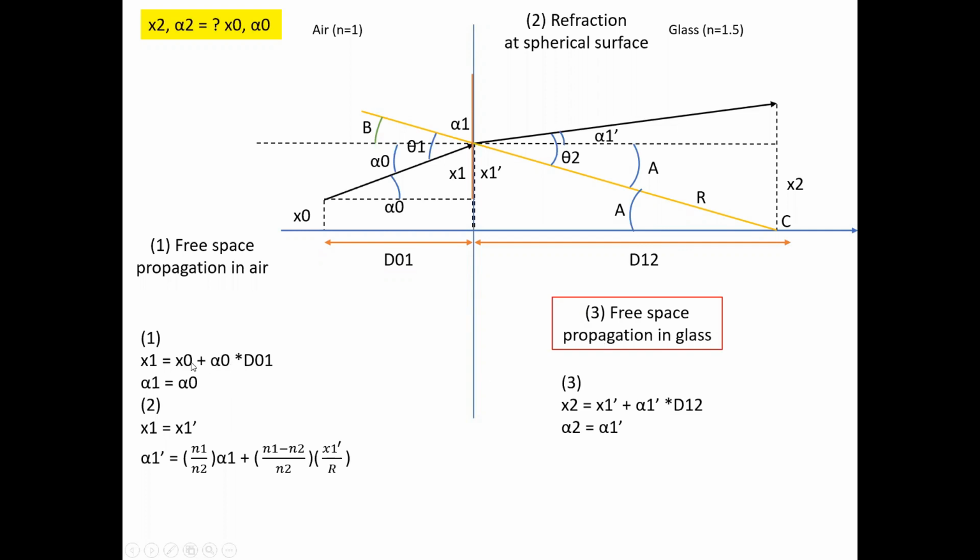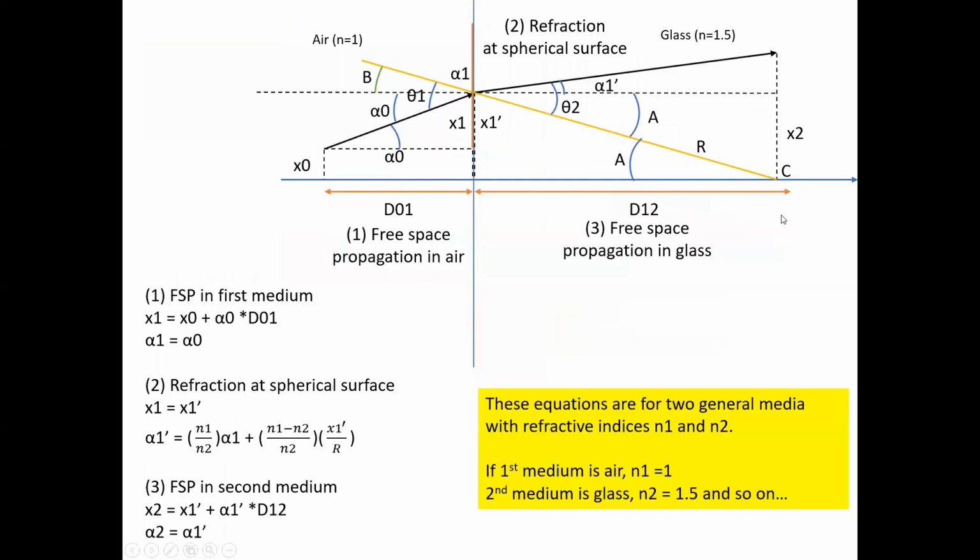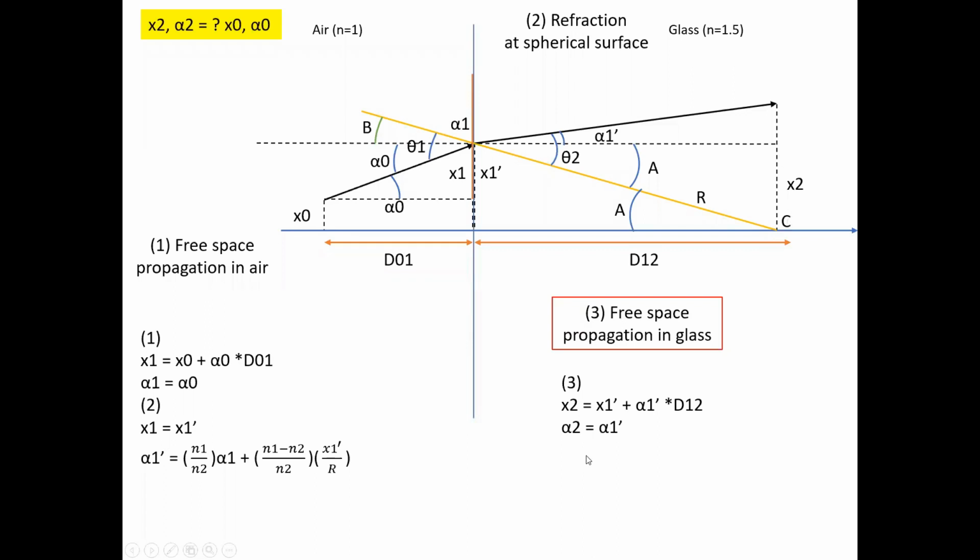So you had x1 equals x0 plus alpha naught times d01. You have x2, in this case this height, x2 equals x1 prime, this height, plus this extra height, which is equal to alpha 1 prime times d12, the distance propagated along the optical axis. And the angle doesn't change, so alpha 2, the exit angle, would be equal to alpha 1 prime. I should actually draw the alpha 2, which is basically extending this and drawing another angle. I'll do that before I share the slides. So that's your final angle, right?